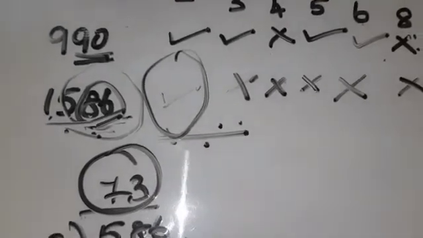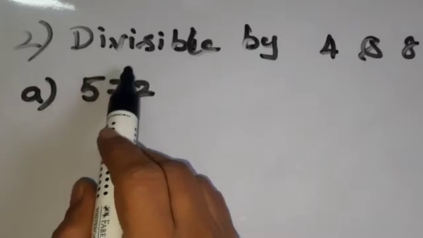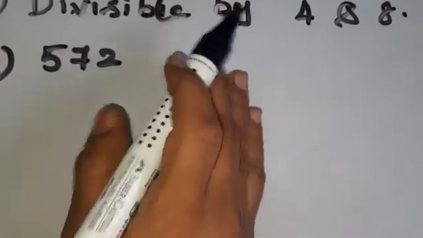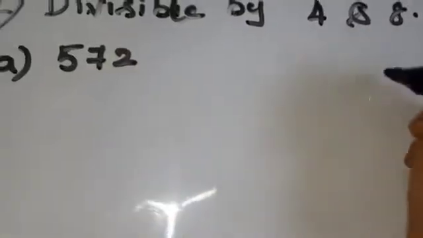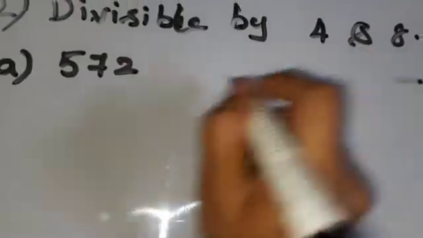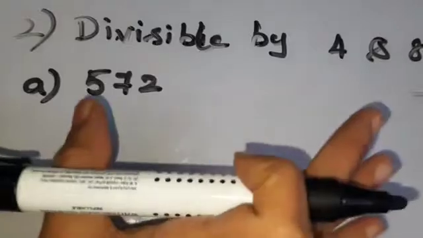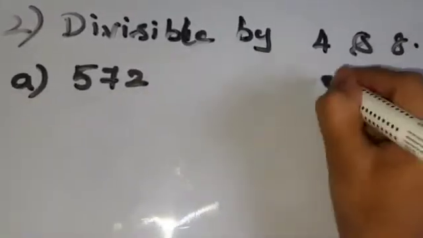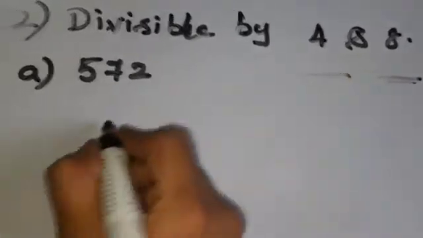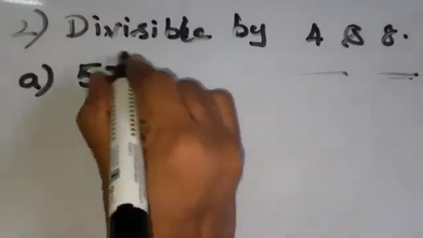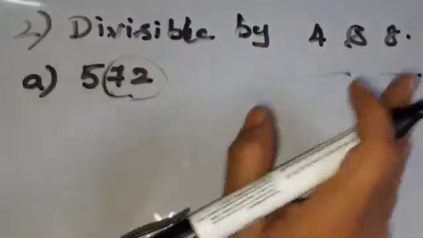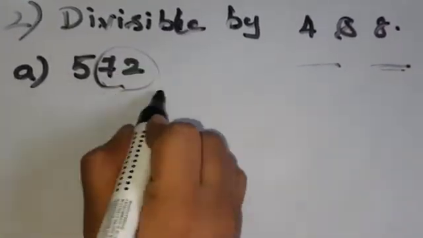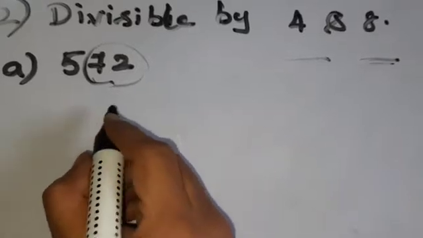Let's solve the second problem. Second problem, using divisibility test, determine which of the following numbers are divisible by 4 and 8. So they have given a condition. We are going to check whether the given number is divisible by 4 and 8. For 4, what we have to check is whether the last 2 digits are a multiple of 4. Let us check whether the last 2 digits is a multiple of 4.